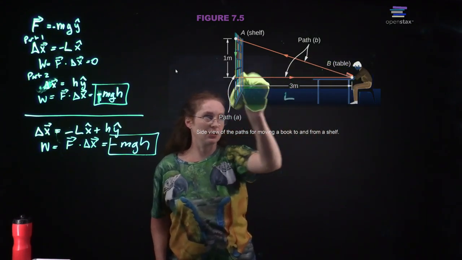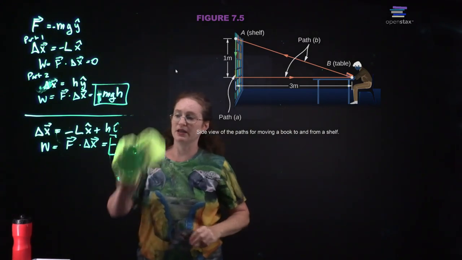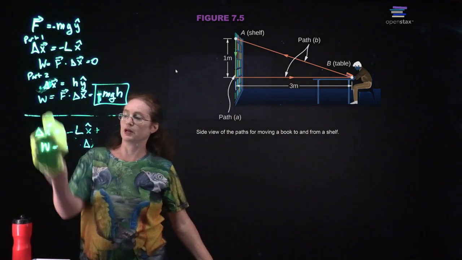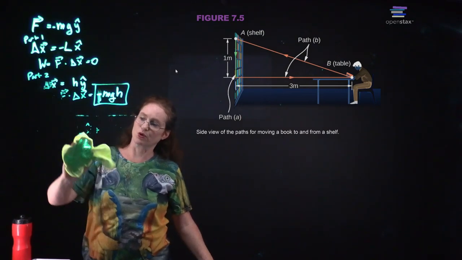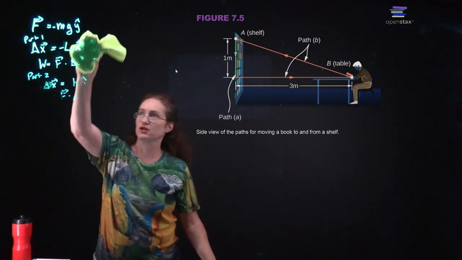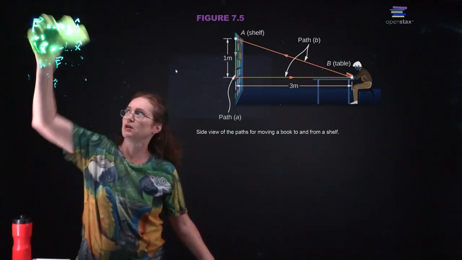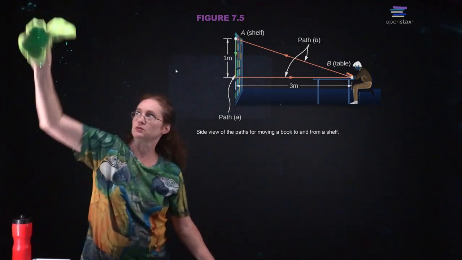Not all forces are like that, but some are. The forces that we have that are like that, we call conservative. And they include things like gravity, the electromagnetic force, and the spring force actually turns out to be conservative. And then you have non-conservative forces like friction.